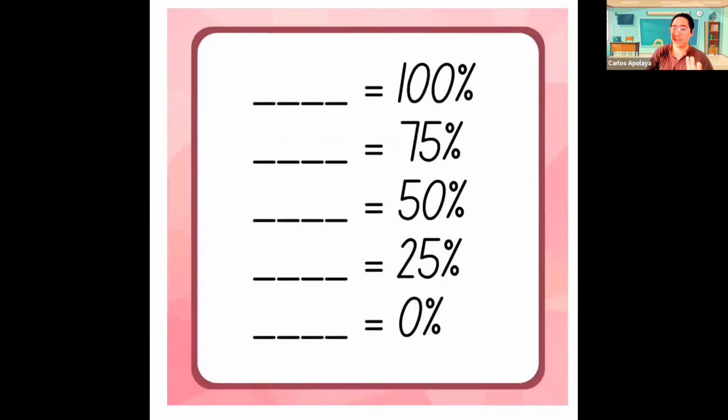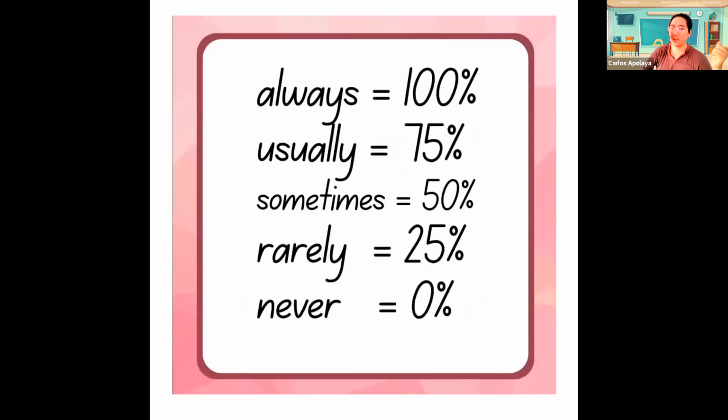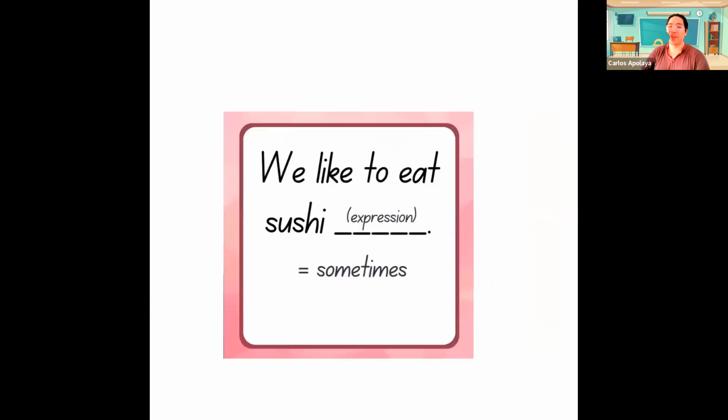So do you remember some of them? We have always, usually, sometimes, rarely, and never. They're the most common ones. Remember that there are more: seldom, hardly ever, often, etc. Now, we like to eat sushi. Tell me an expression similar to sometimes that we use in English.